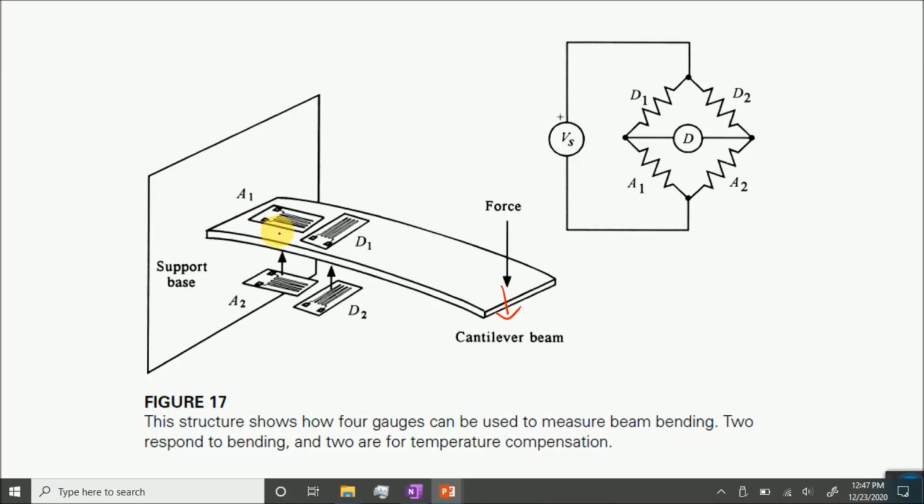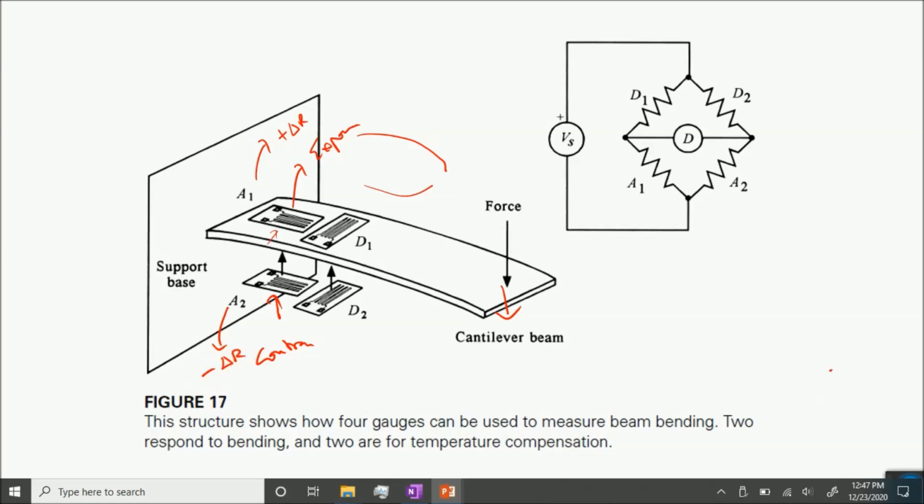So this top active cell will expand, and this bottom active cell will contract, that will expand in another direction. So that will effectively be a contraction. So this is expanding and this is contracting, and both of these dummy cells have no effect of this strain on their resistance. So this means that the resistance of this active cell will be increased by delta R and the resistance of this active cell will be decreased by delta R.